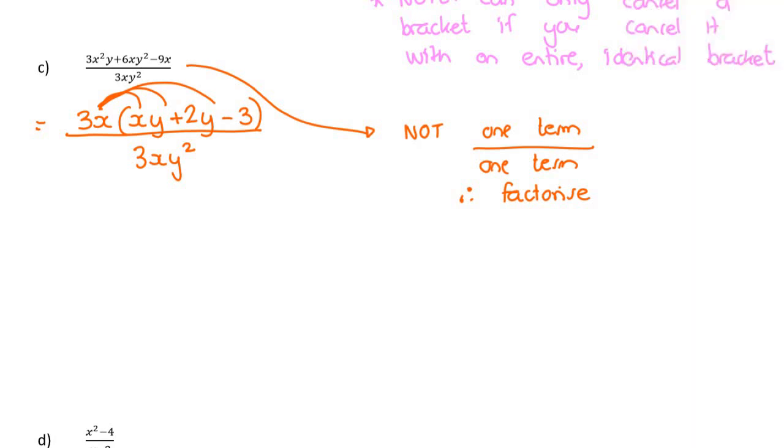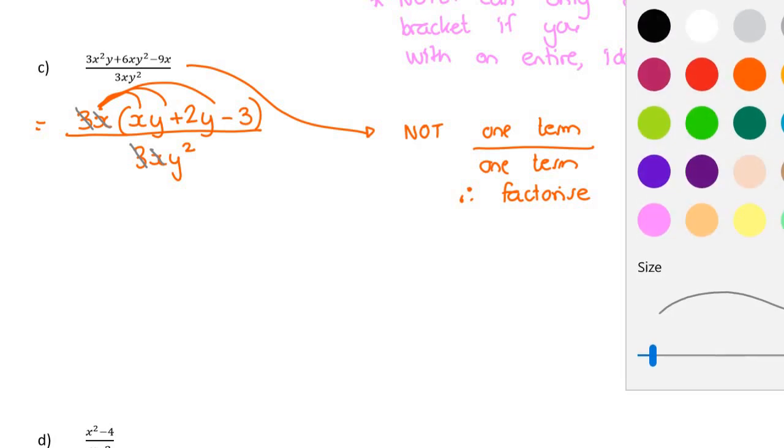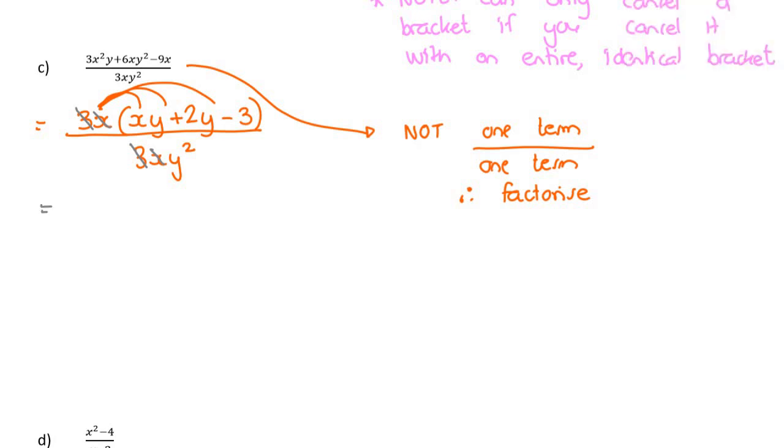Now what can cancel? The 3's can cancel. Don't forget to do this very lightly. The x's can cancel, and that's it. You can't start going, oh, can that y cancel with that? Don't forget you're not allowed to pick and choose out of the Happy Meal. It's either the entire Happy Meal or nothing. So I land up with xy plus 2y minus 3 at the top and y squared at the bottom. And that y squared again cannot cancel with those y's, because those y's are part of a bracket.